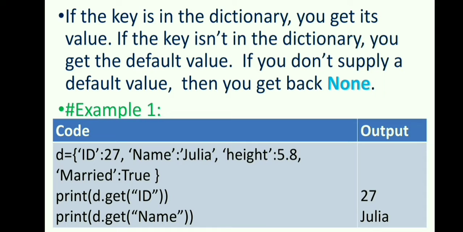Example 1. In this example, we have used the dictionary get method to retrieve values. To use the get method, all we have to do is supply the key of the value to be retrieved. Here the keys are ID and name. So the output will be 27 and Julia, which are the values for these two keys.